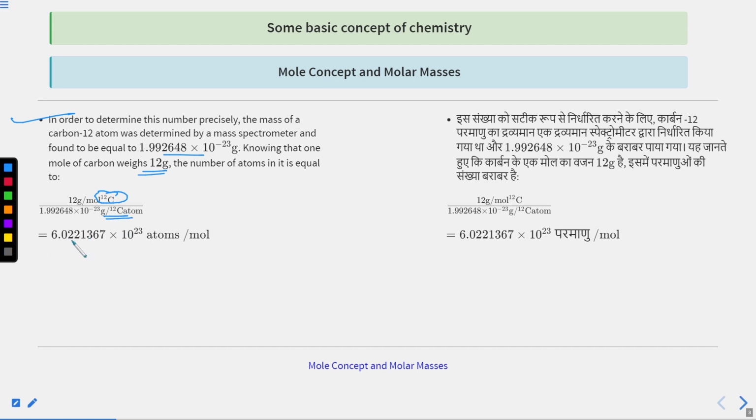So you can see the number, that is 6.022137 into 10 raised to the power 23 atoms per mole. It means you can say in 1 mole of carbon 12 we have this number, 6.022137 into 10 raised to the power 23 atoms of carbon 12.